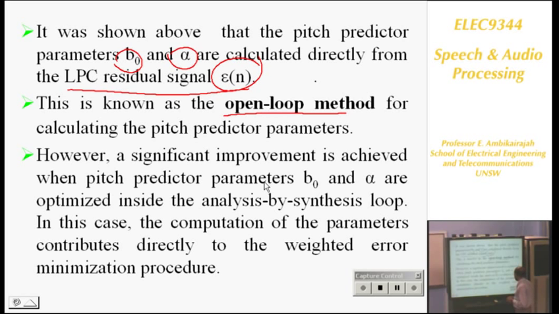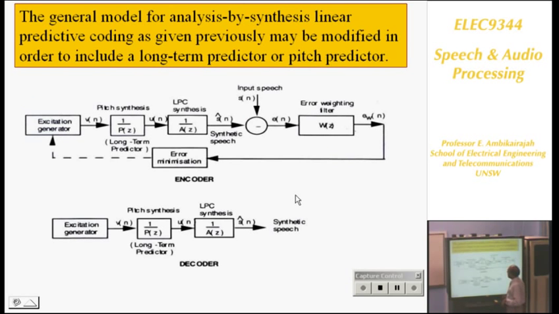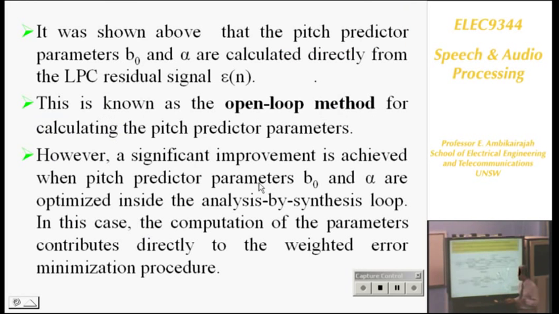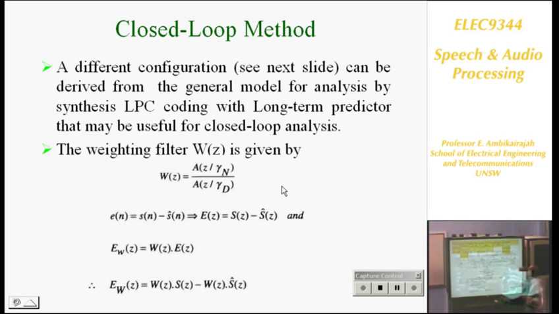Then a significant improvement can be achieved when the pitch predictor parameters B0 and alpha are optimized inside the analysis by synthesis loop. It should be done inside the loop. Instead of calculating them on their own, which is what we did earlier, they said this should be calculated inside this loop and then optimized. That will be a better optimization. So how do you do that? So they came up with a closed loop method.